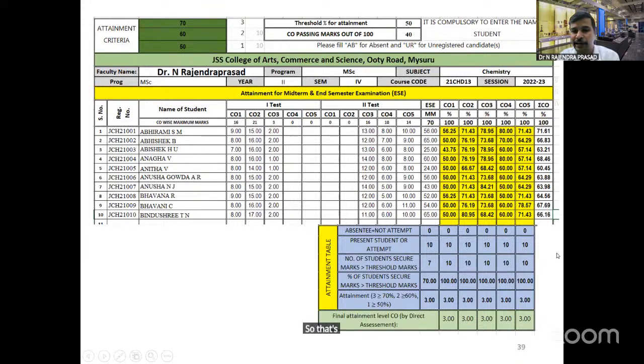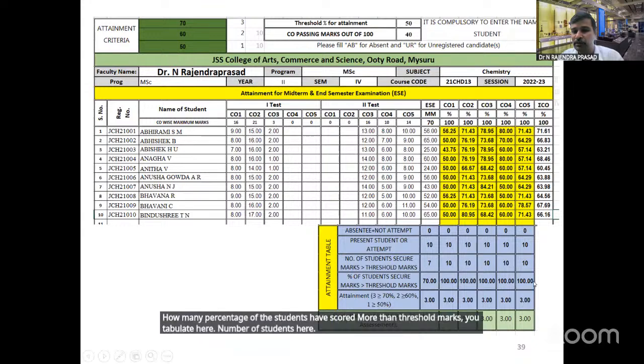So that's what I have done here. You see the last row, absentees you enter. They are all conventional. Present students 10. Number of students secured marks greater than threshold marks. You see here, what is the threshold marks here? Threshold mark is 50 in the internal assessment; in the end semester examination, it should be 40. So for the end semester examination, what percentage of the students have scored more than the threshold marks? You tabulate here: number of students here, percentage here.